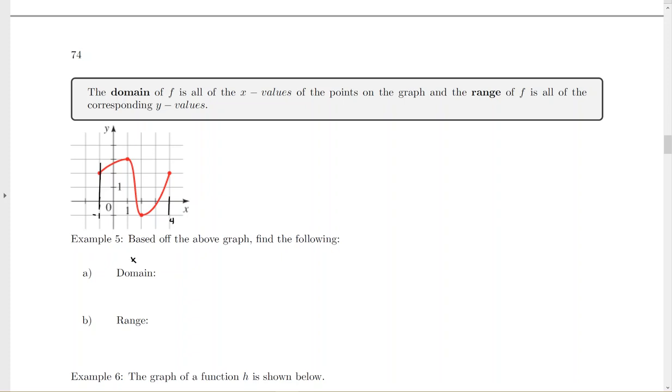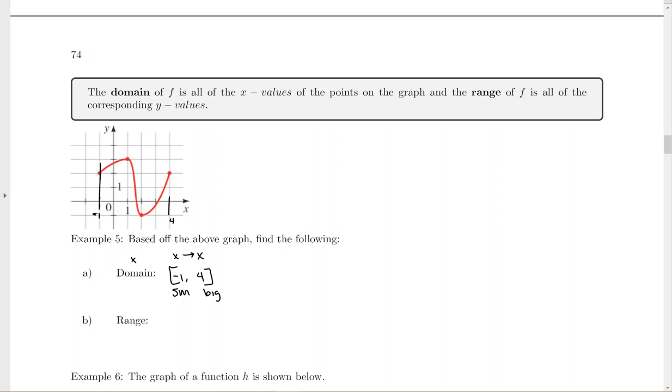All right. So the domain goes from -1 to +4. Those are your x values. And because there are solid dots on them, that's why I'm using brackets. This is x to x, small to big.